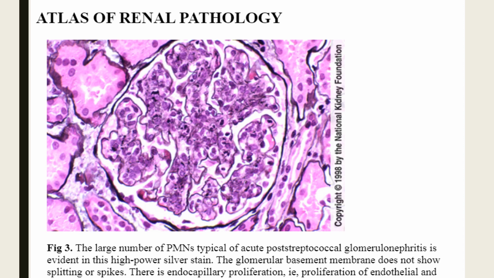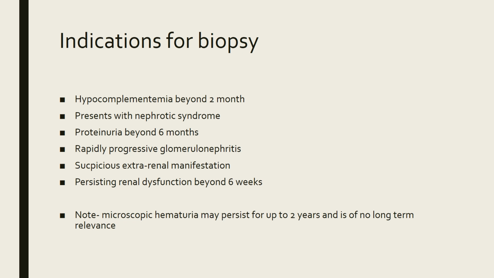So this is what is known as endocapillary proliferation. This is a feature of post-strep glomerulonephritis for those patients who are unfortunate enough to need a renal biopsy. So why would somebody need a renal biopsy? Remember that graph that we had, which showed that complement goes back to normal by about week 6, but we like to give people time to recover, so we give them an extra 2 weeks.